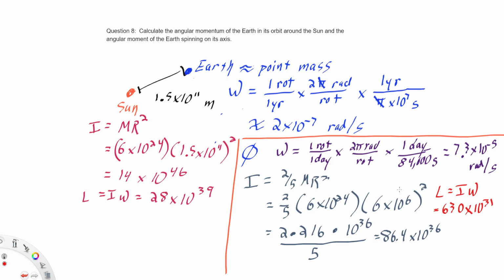All right. And just for Yusuf, 630 times 10 to the 31 is the same as 6.3 times 10 to the 33. All right, that's the whole exam.